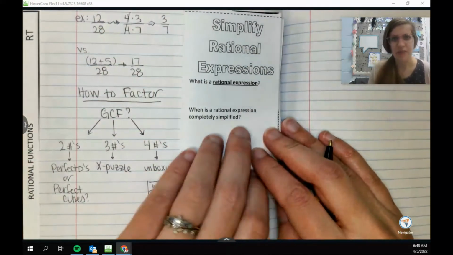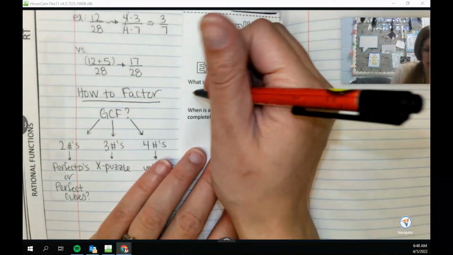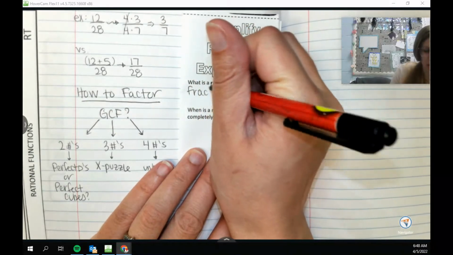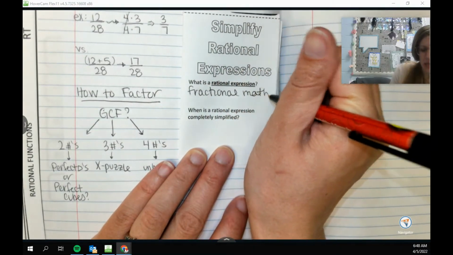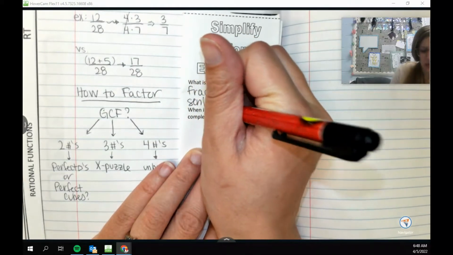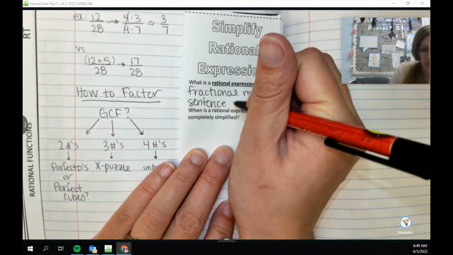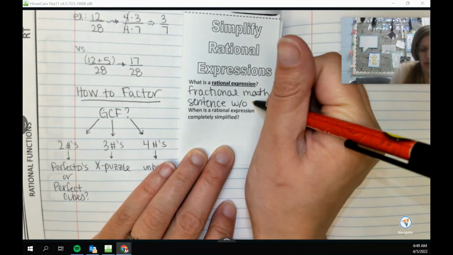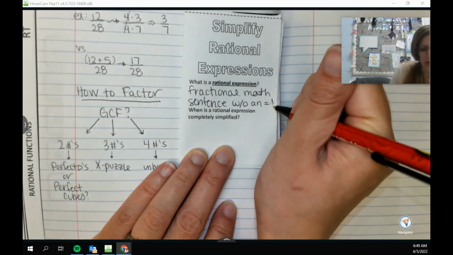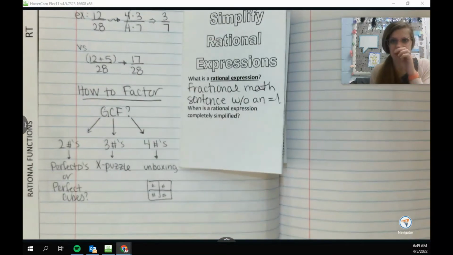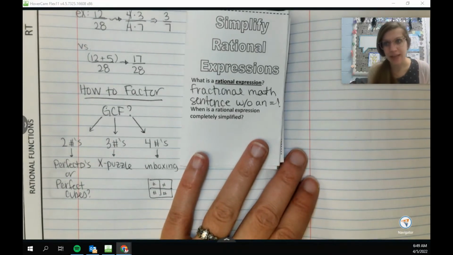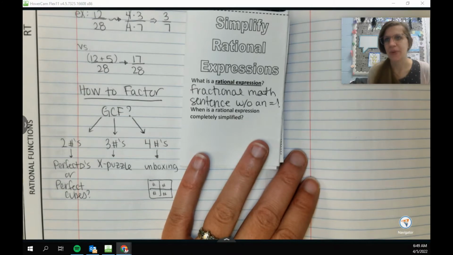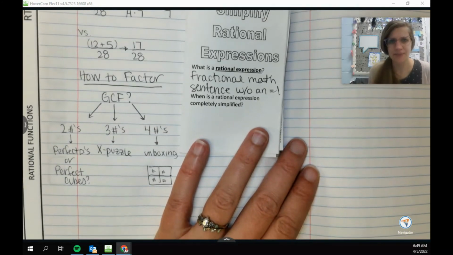So just another quick little reminder, what is a rational expression? It is a fractional math sentence without an equal sign. We are not solving, we're just simplifying. So there is no equal sign here. We are going to be rewriting things so that they look different, but we're not solving anything.